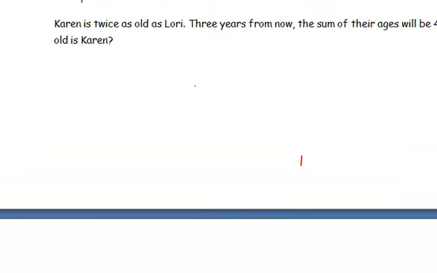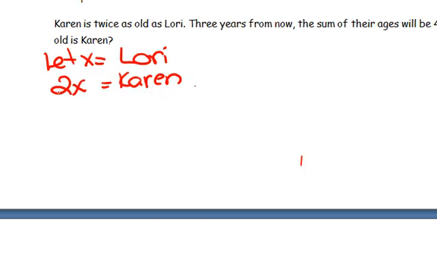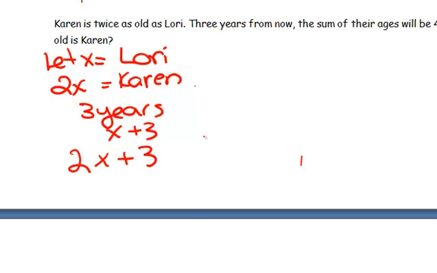Question number 4. Karen is twice as old as Lori. So we're going to let x be Lori. And that way, Karen is twice as old. So 2x. 3 years from now. So again, you can either set it up as a chart or have your let x. So 3 years from now, I'm going to have x plus 3 and 2x plus 3. Okay? The sum of their ages will be 42. Perfect. Sum means I add.